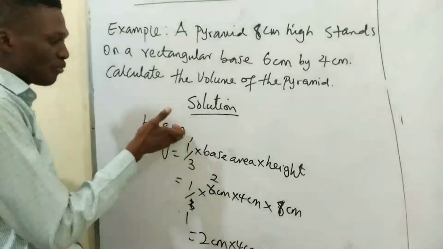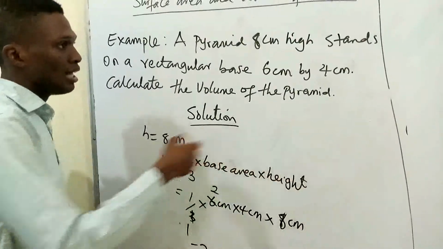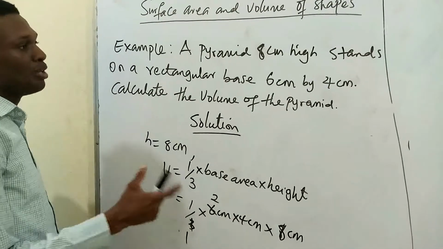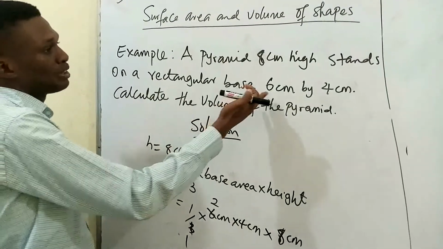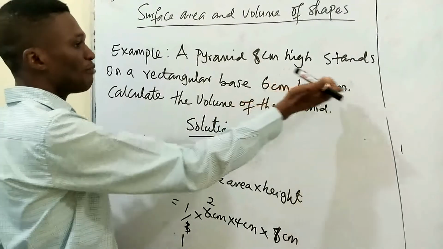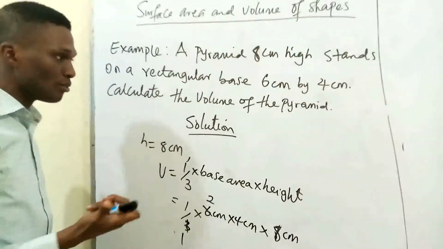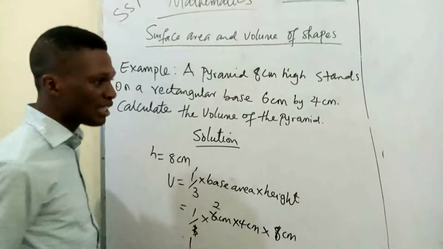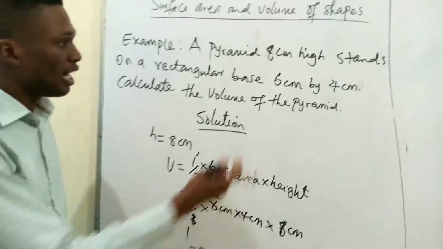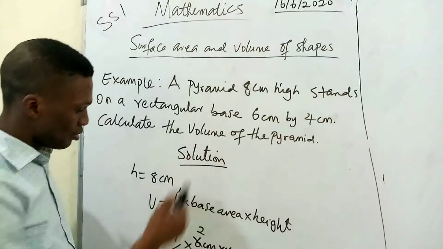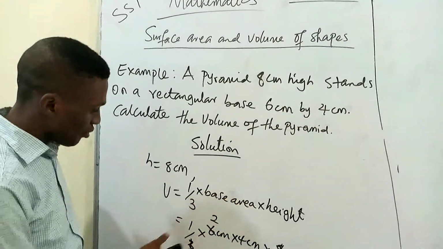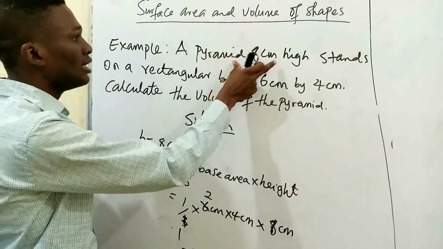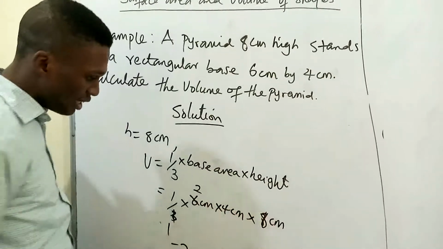We have a formula 1 over 3 times base area times height, and I said it's a rectangular base pyramid, and as such the base is rectangular shaped. So it has measurement 6 cm by 4 cm, and a rectangle has an area of length times breadth. We calculate the area of the rectangle by length times breadth, 6 cm times 4 cm. So that's our base area. 1/3 times 6 cm times 4 cm times our height of 8 cm.